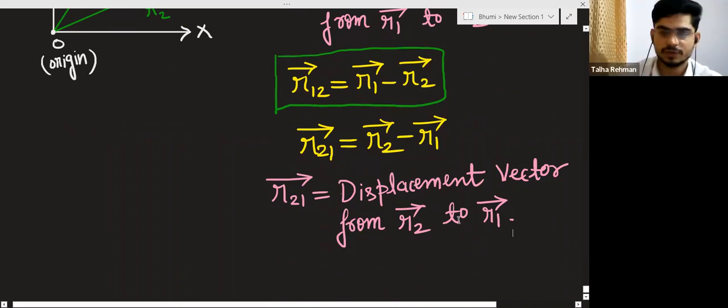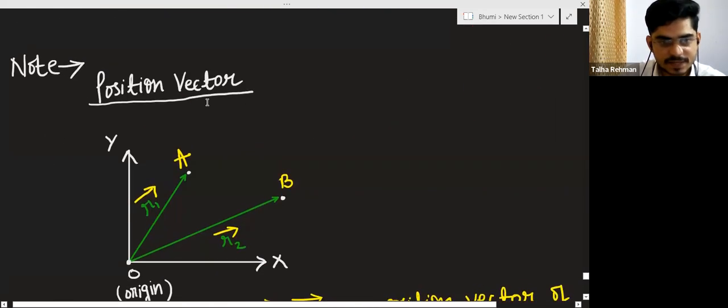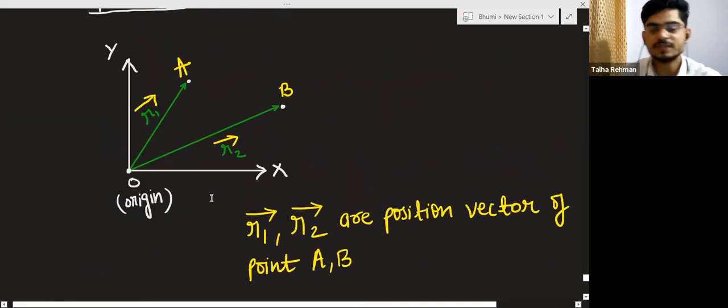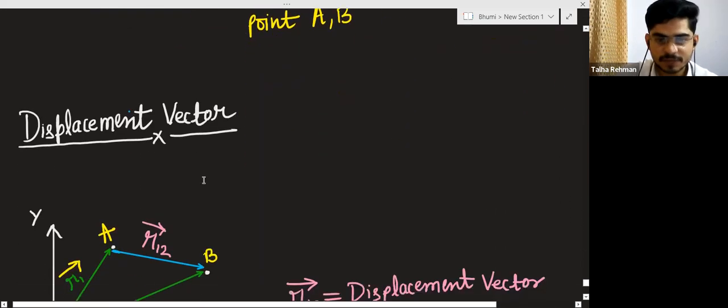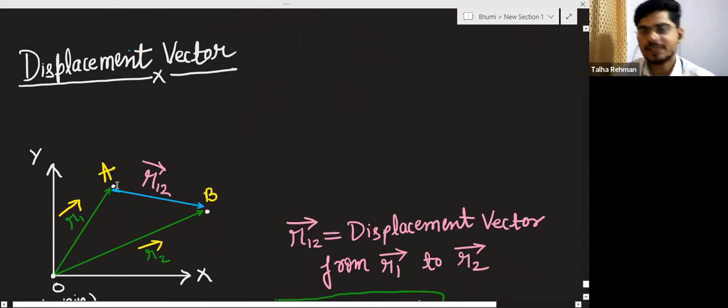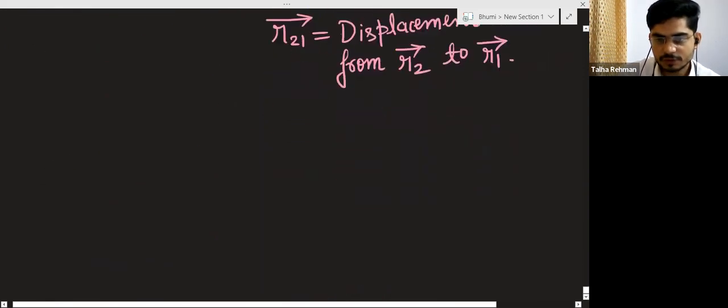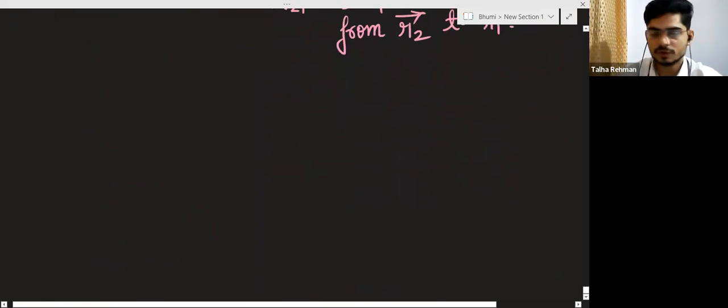Okay, so this is the position vector. Position vector represents the position of a point. And displacement vector is the displacement when we are moving from one position to another position. So now we will start Coulomb's law in vector form.